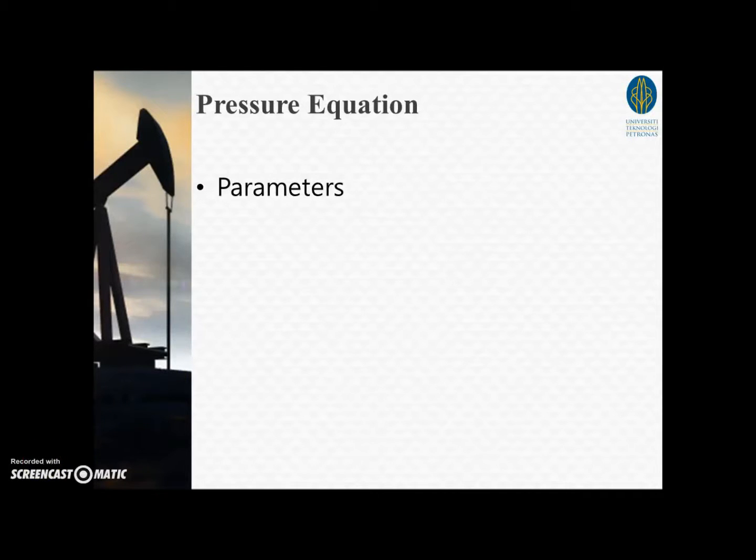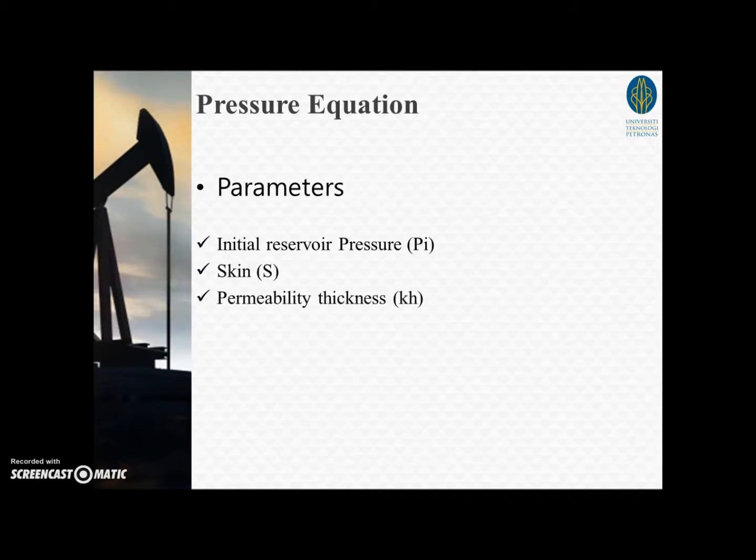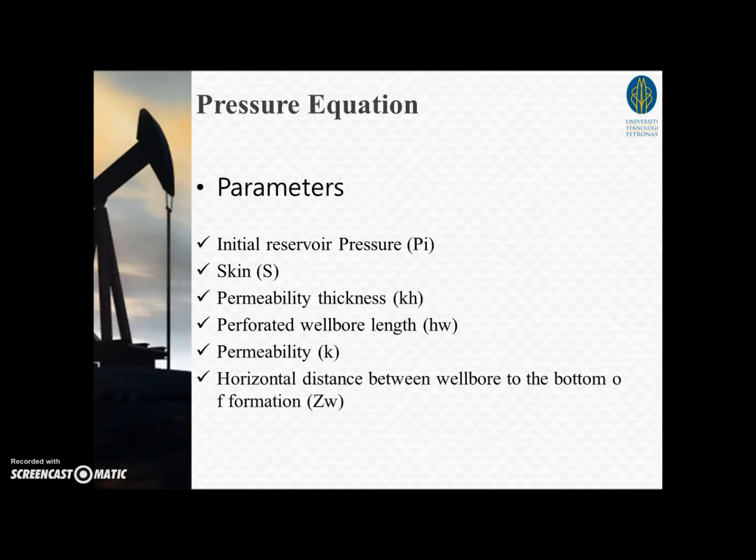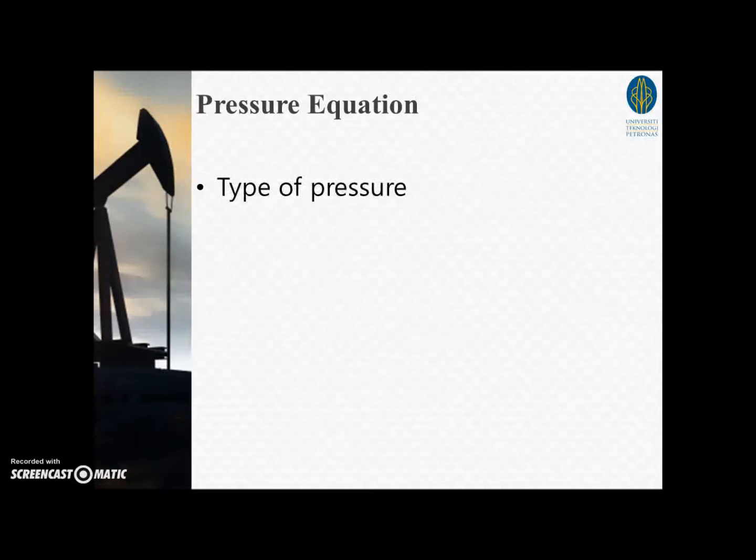There are various parameters that need attention in testing a horizontal well. The first is initial reservoir pressure, noted as Pi; mechanical skin or true skin, noted as S; permeability thickness, K times H; perforated wellbore length, noted as Hw; permeability, noted as K; and the horizontal distance between the wellbore and the bottom of the formation, that's Zw. Also, there are various kinds of pressure tests that can be determined from horizontal well testing.